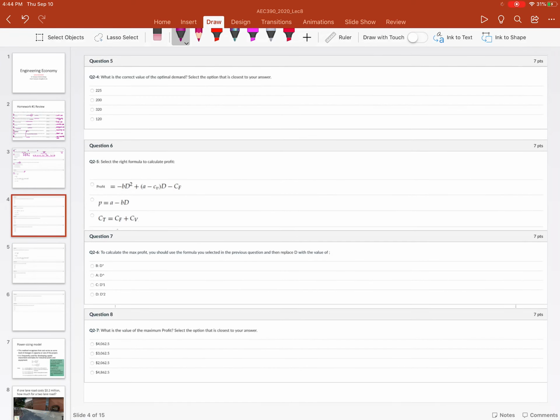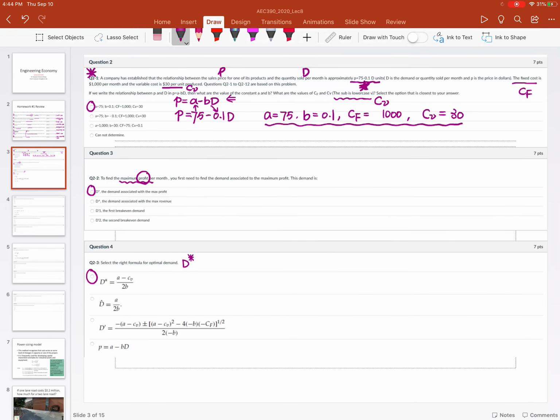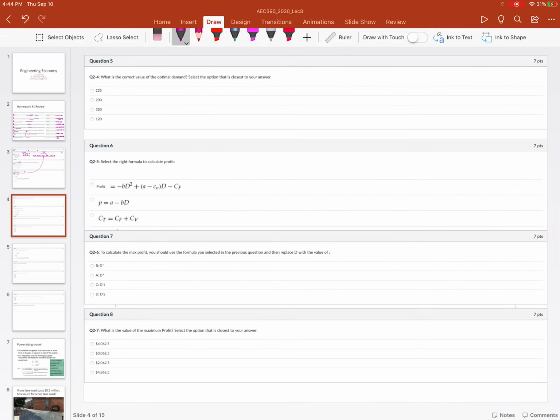Question number 4, what is the correct value of the optimal demand? You have already selected the right function, so D star is A minus CV over 2B. From here, you already know what A, B, and CV are. So the calculation is very easy. You just copy that formula.